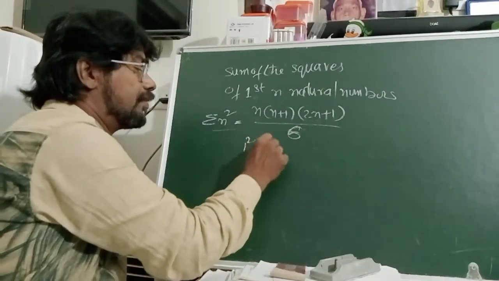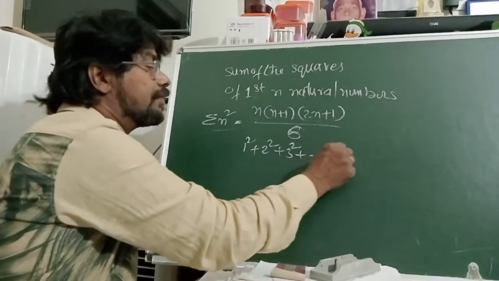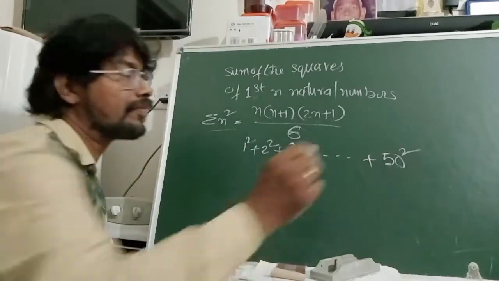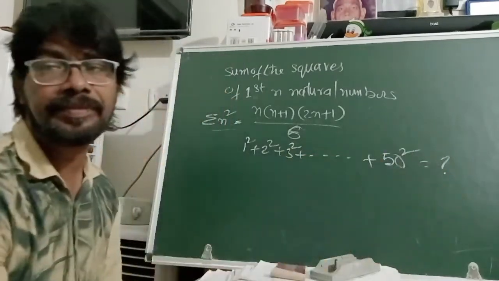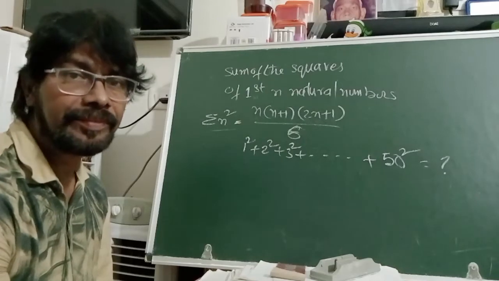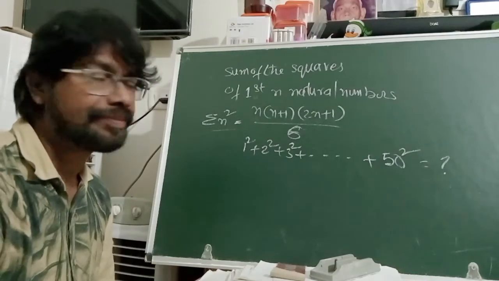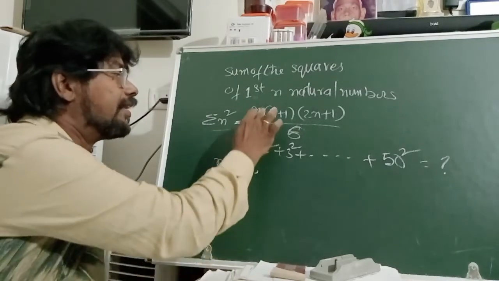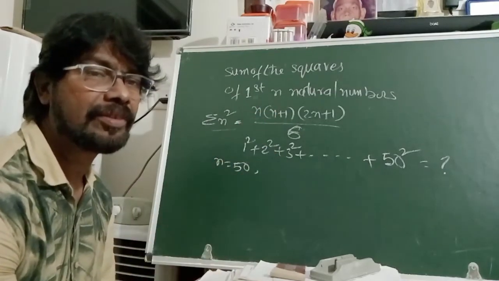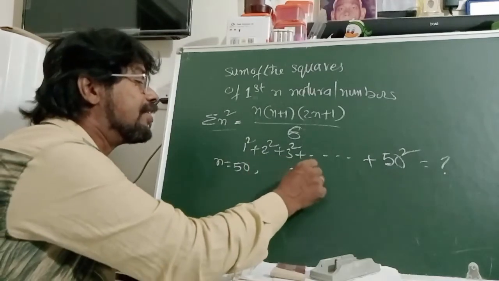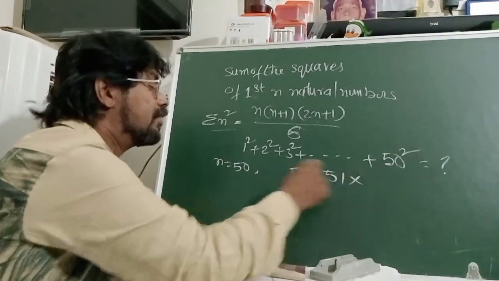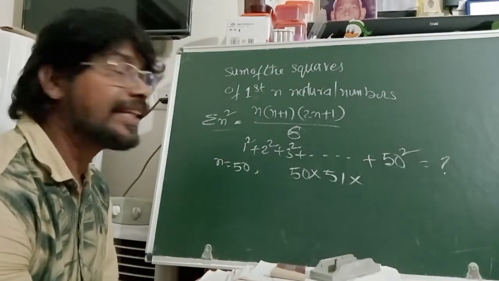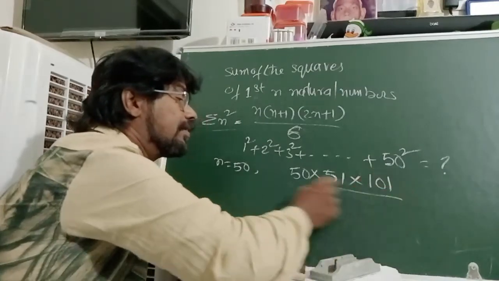One square, 2 square, 3 square, up to 50 square is equal to how much? So already we know n is equal to 50. Here the formula is n into n plus 1 into 2n plus 1 by 6. So 50 into 51 into 2 into 50, that is 100 plus 1, 101, by 6.